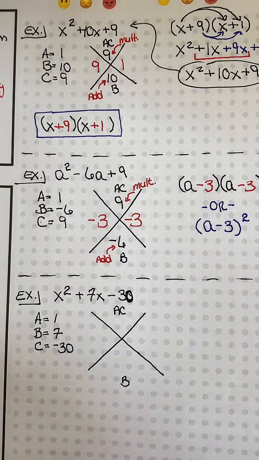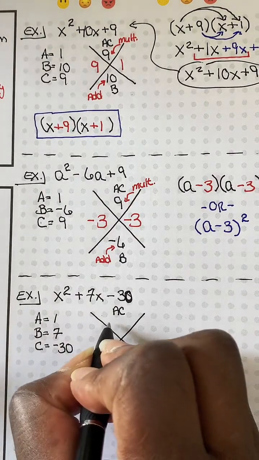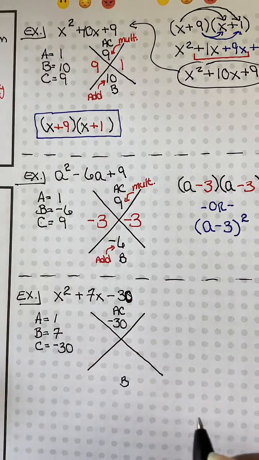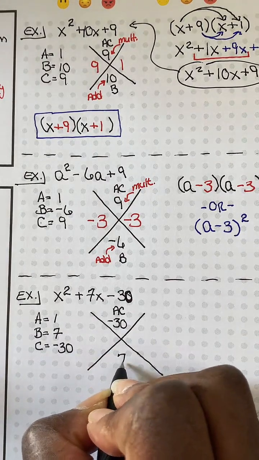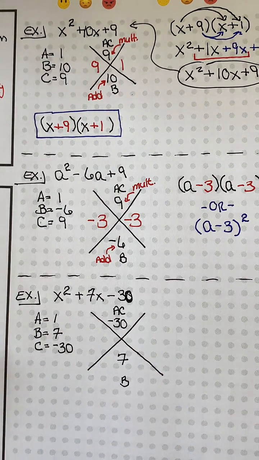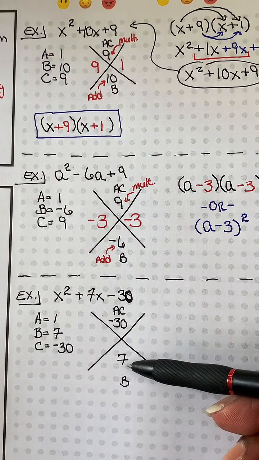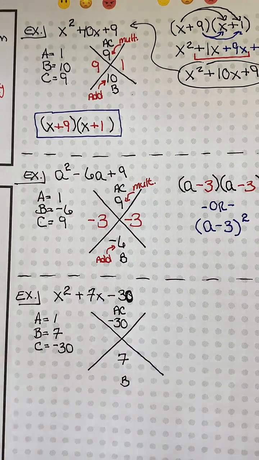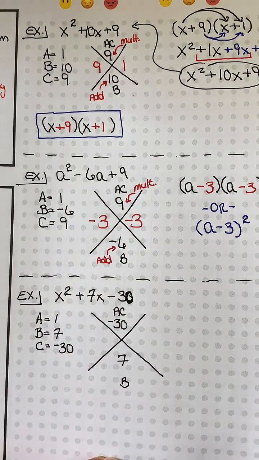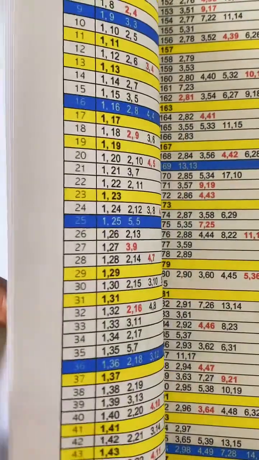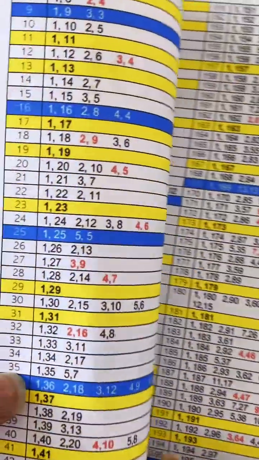All right. So AC will be negative 30. Rewriting our B, that will be 7. So now we need to figure out what two numbers multiply together to give me a negative 30 and add together to give me 7. All right. So Kia said it's going to be a negative 10. So here we go.